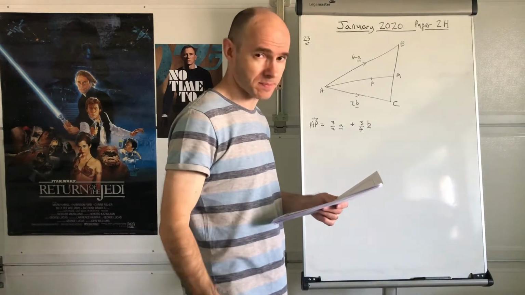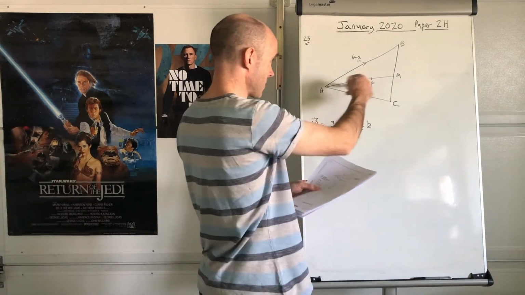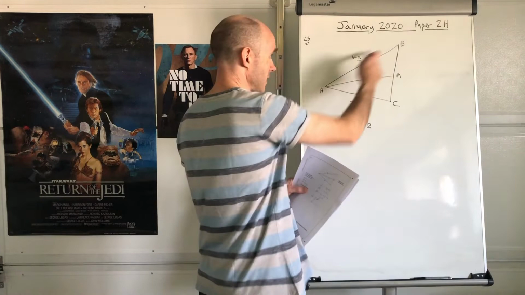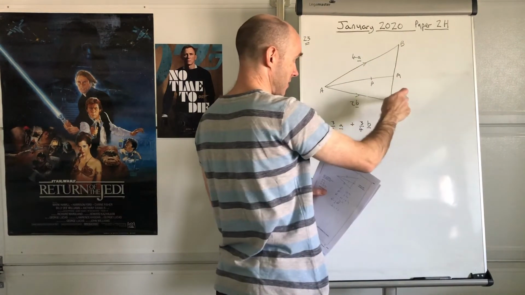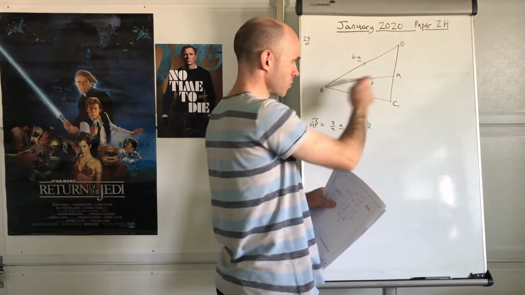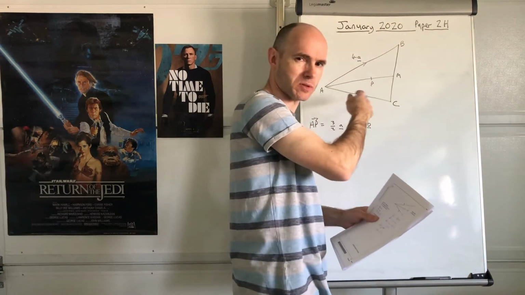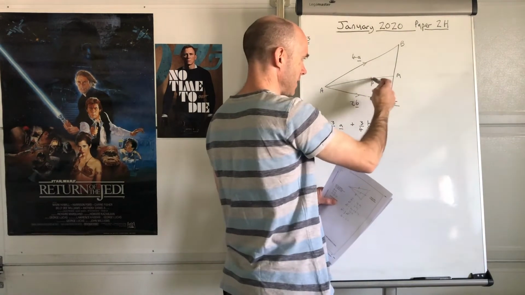This one's about vectors, obviously. Here's the diagram given to you. You're told that is 4a, that is 2b, and M is the midpoint between B and C. The question is really, where is P? What's the ratio? It says how far along AM is the point P.